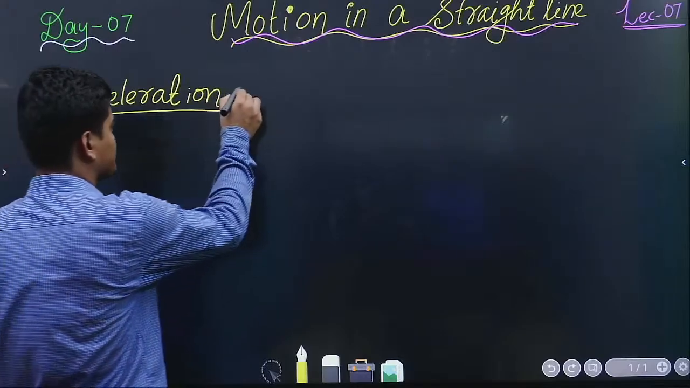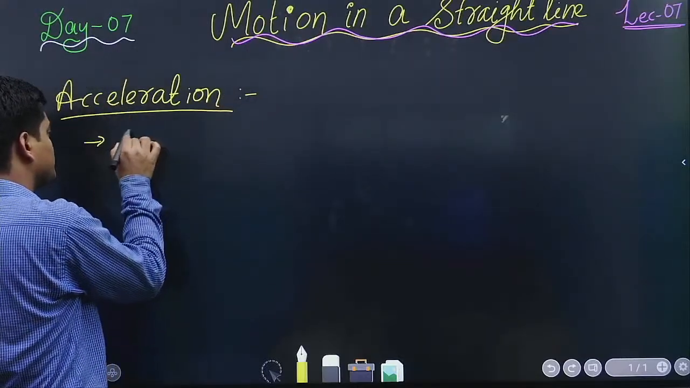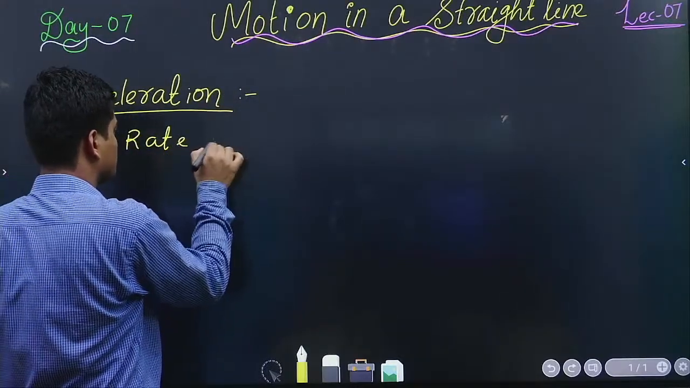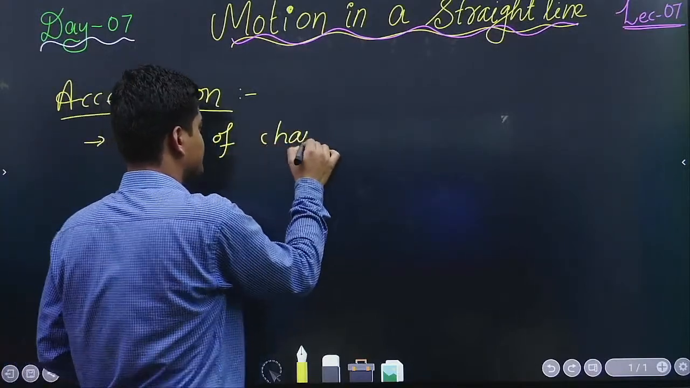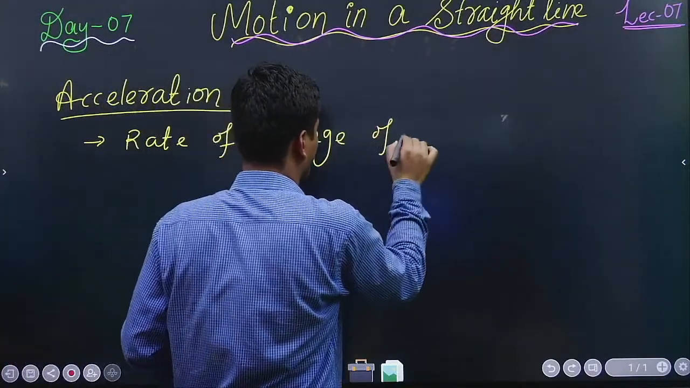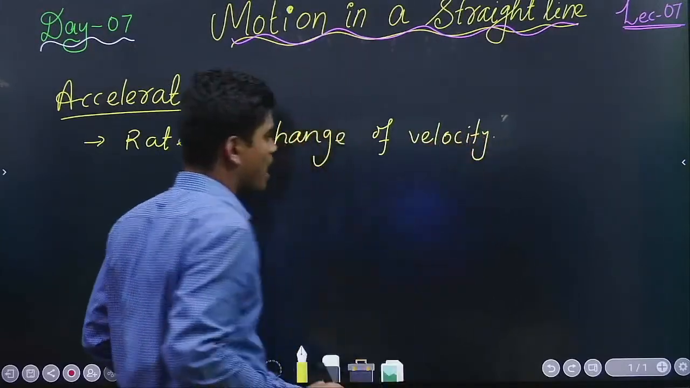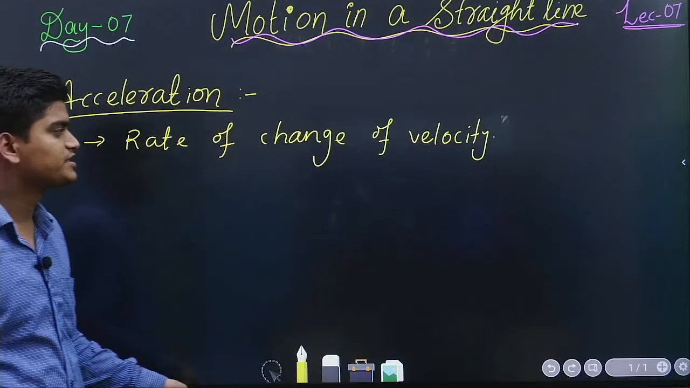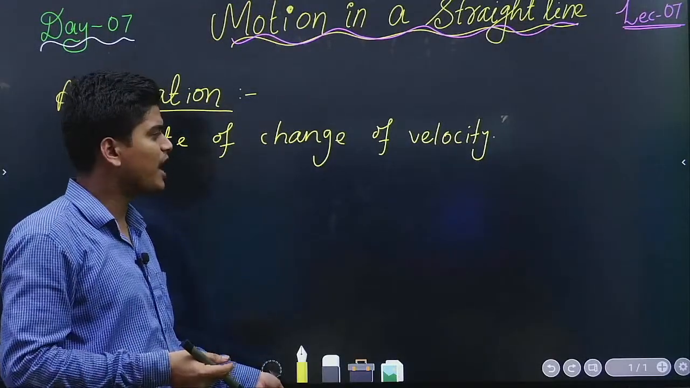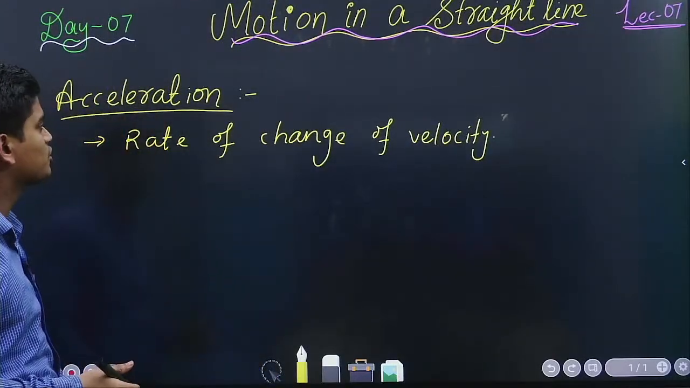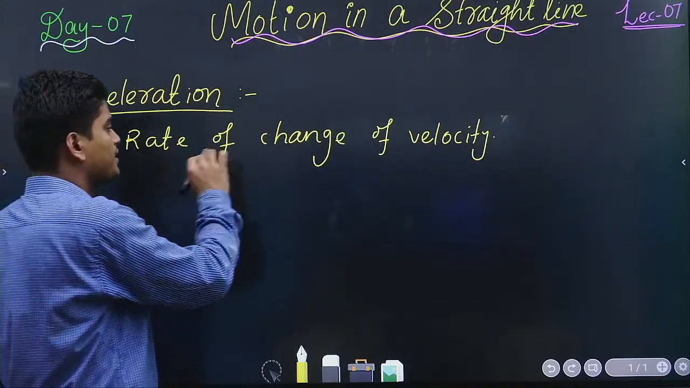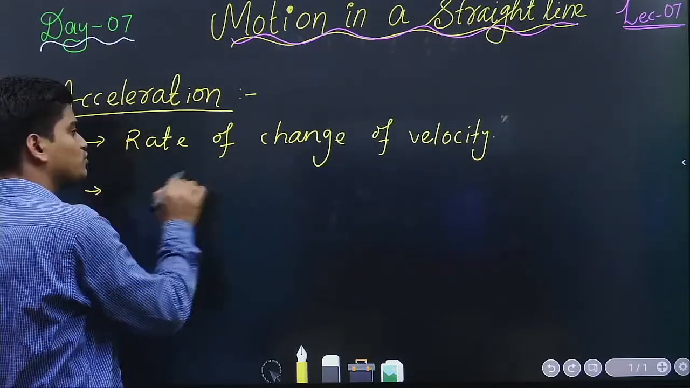Now, the acceleration is basically what? The definition, if you write, is the rate of change of velocity. That means how the speed of a particle is changing, like increasing or decreasing with respect to time. That is what we understand from the term acceleration. And here the rate of change of velocity is with respect to time.